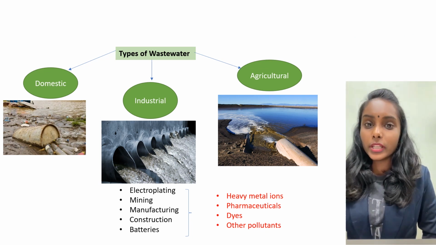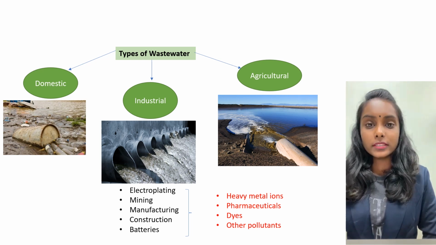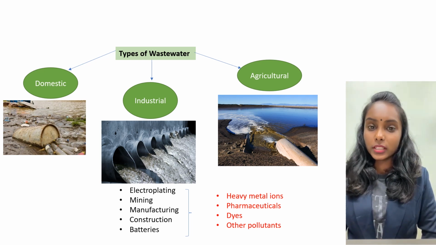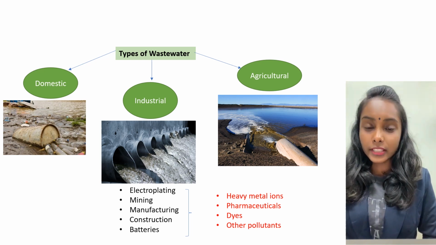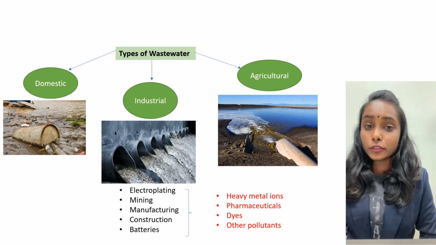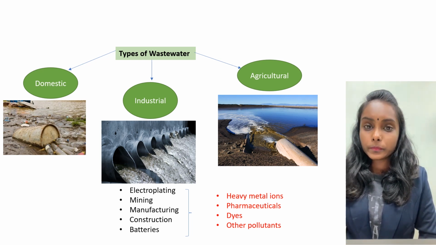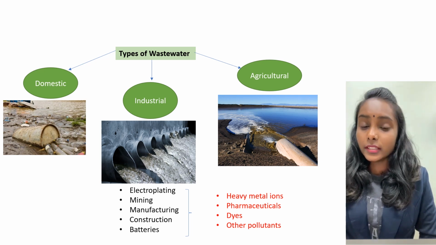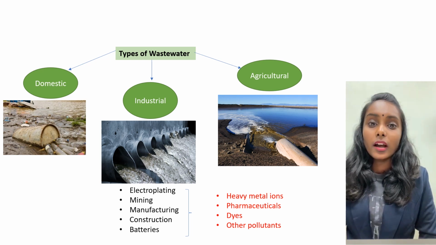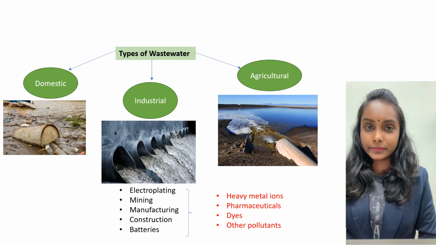Generally, wastewater can be divided into three categories: the first one is domestic, the second one is industrial, and the third one is agricultural wastewater. Industrial wastewater is basically produced from industrial activities such as electroplating, mining, construction, manufacturing, and also from batteries and many other activities involved. Most of the industrial wastewater contains pollutants such as pharmaceuticals, heavy metal ions, dyes, chemicals, and also other pollutants.